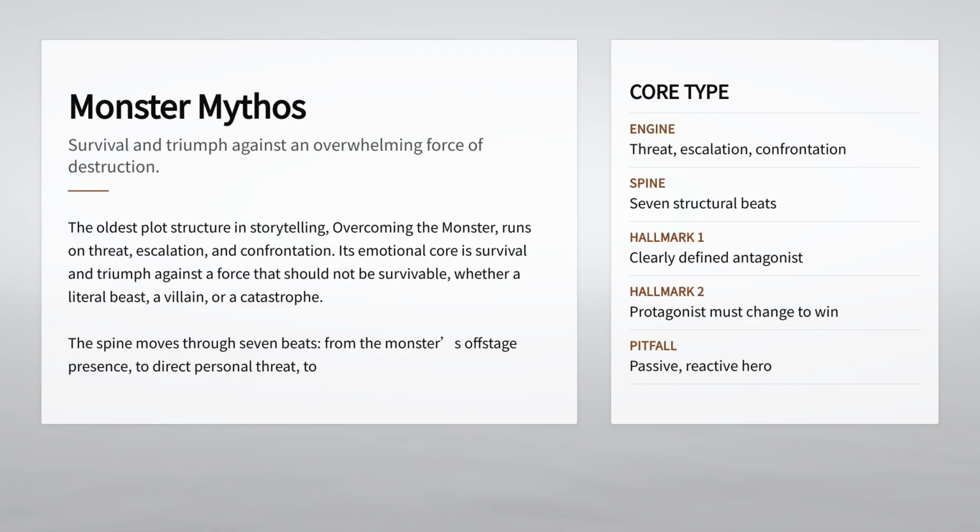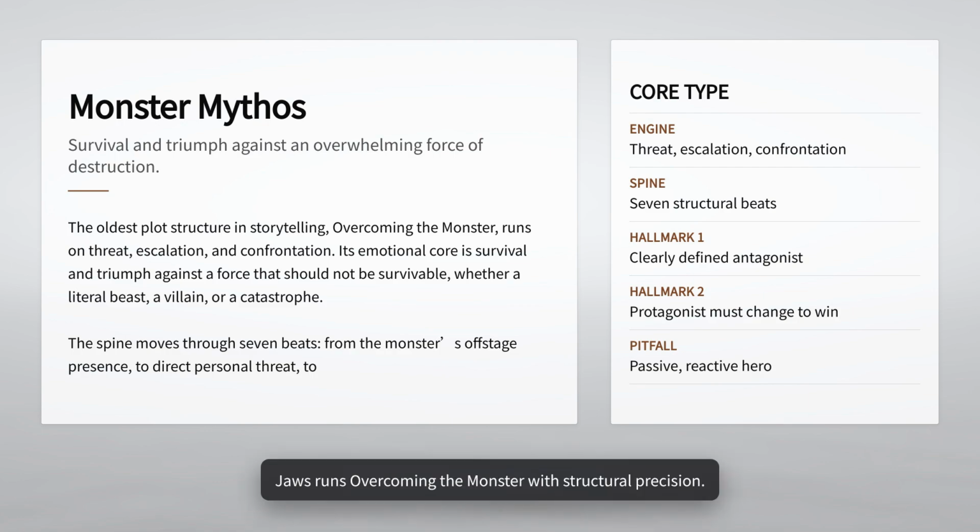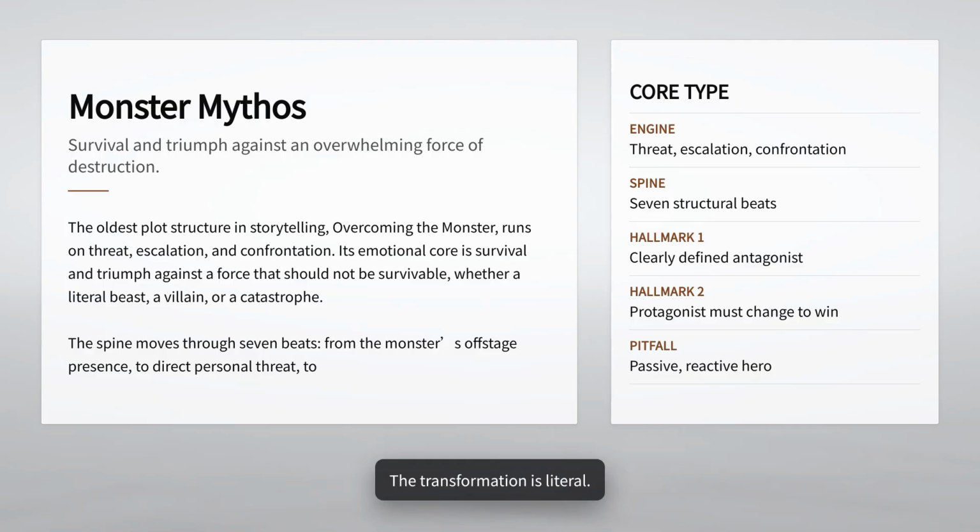Working example. Jaws runs overcoming the monster with structural precision. The shark's threat escalates from background menace to direct attack to the destruction of what should have been the protagonist's strongest position. Then, the final confrontation, in which Brody, who is afraid of water, defeats the shark alone at sea. The transformation is literal. He has become what he feared.